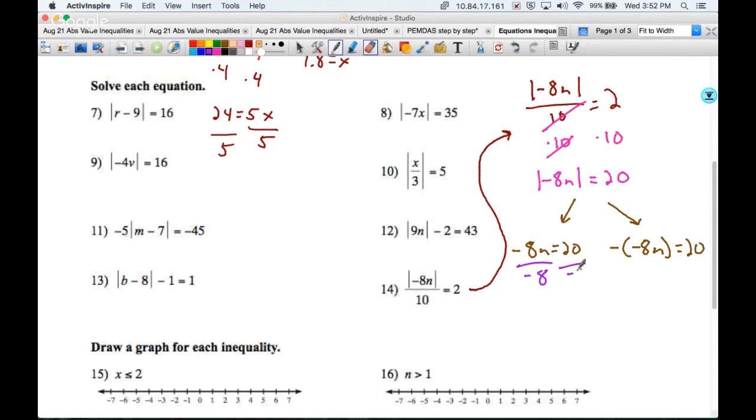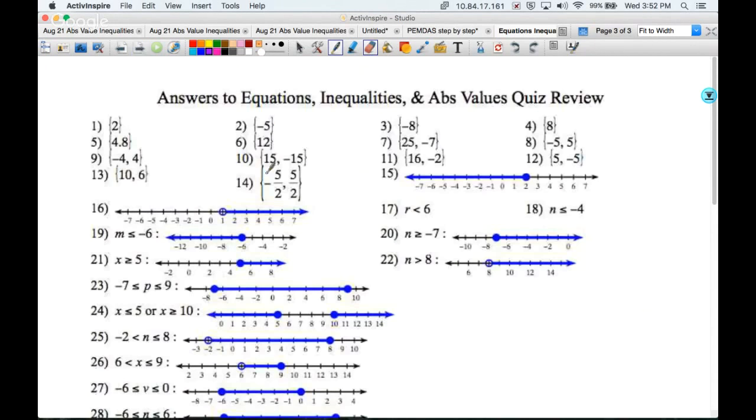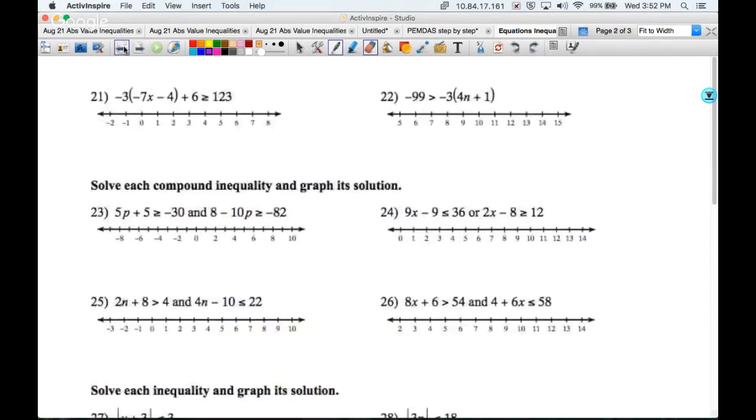Divide both sides by negative 8 here. Look at that, n equals, is that negative 2.5? And over here, the negative times a negative becomes a positive. 8n equals 20. Divide by 8, divide by 8, and I get that n equals 2.5. Number 14, let's just double check that one. They left us 5 halves, that's fine.